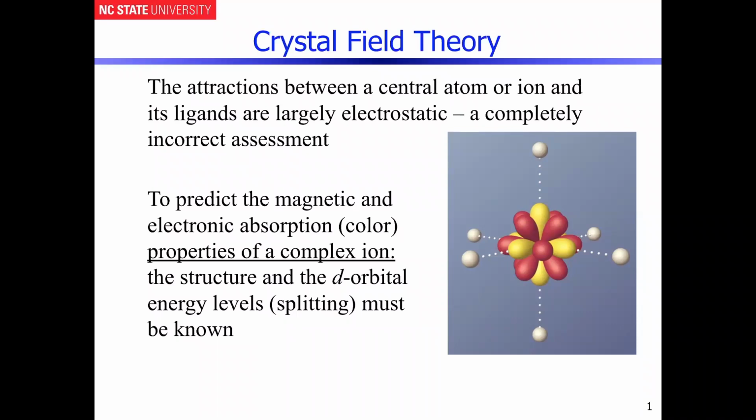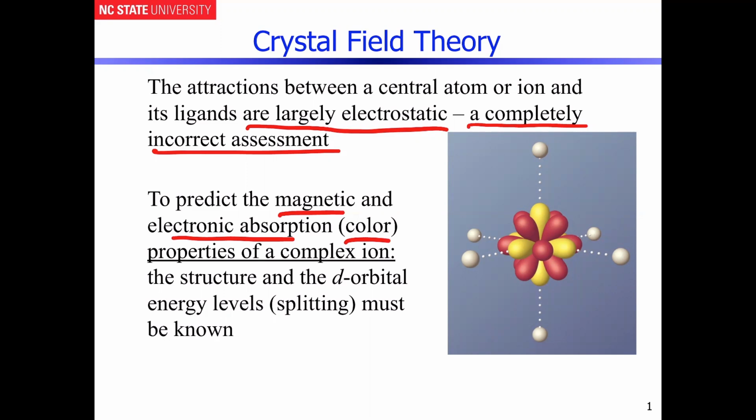So it starts with the idea that the attractions between a central atom or ion and the corresponding ligands are completely electrostatic in nature, which, much like many of the other things we've used in chemistry, like valence bond theory, is an incorrect assessment of the situation. But it can actually be used to predict the magnetic and electronic absorption spectra of compounds. So the magnetic properties, as well as the color of transition metal complexes, can be deduced from understanding some aspects of crystal field theory.